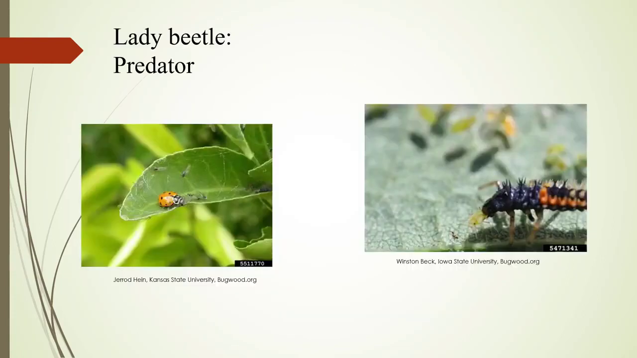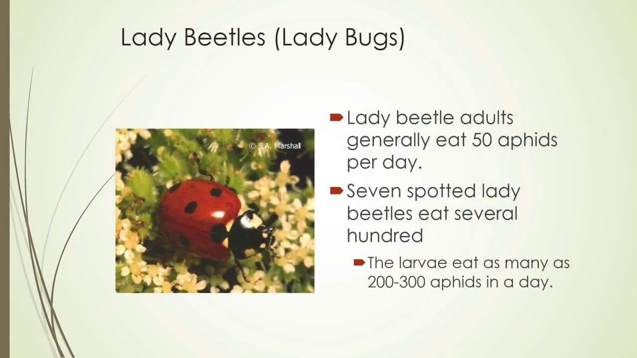So of course everybody knows lady beetles are predators. Here we have an adult feeding on winged aphids. Here we have the larva on the right here feeding on some other aphids. They don't just eat aphids, but that's definitely one of their favorite foods. Lady beetle adults generally eat about 50 aphids per day. The seven-spotted lady beetle eats several hundred a day. And the larva of the seven-spotted lady beetle can eat as many as 200 to 300 aphids in a day. So it's really key that you protect these things from pesticide because they're going to take care of these guys for you.